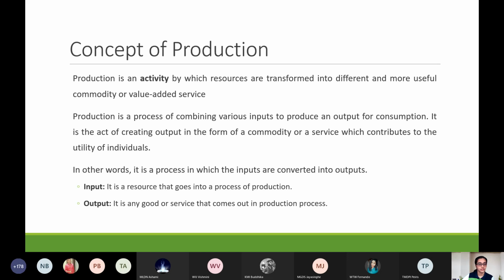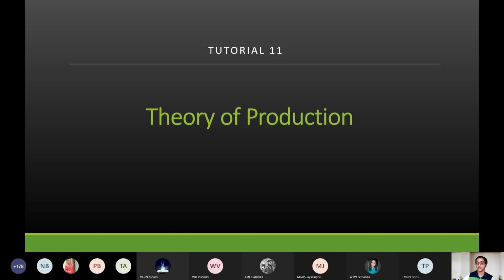The concept of production. Before I tell you, you can tell me. What do you think is the concept of production? Can I have some definitions? If I am to ask you, explain the concept of production, what would be your answer?